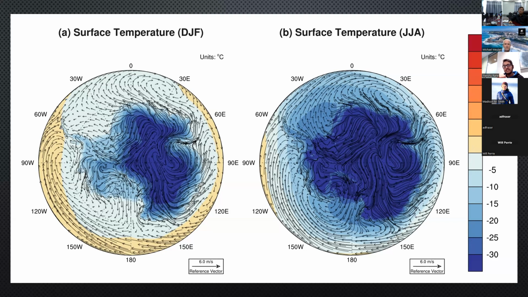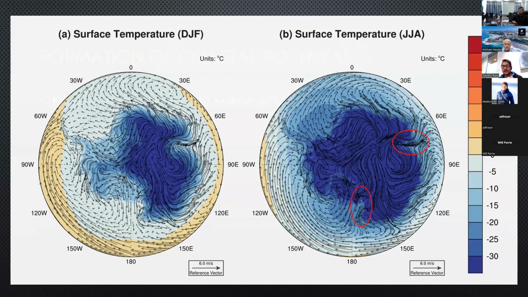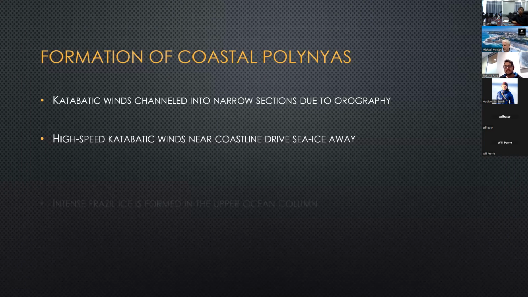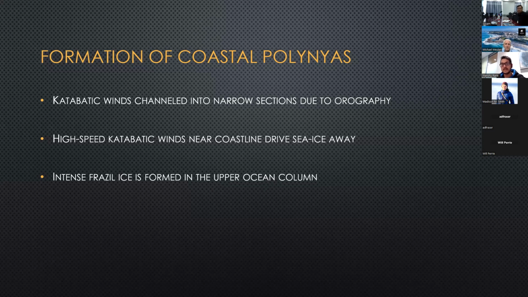These regions where the katabatic winds converge are called confluence zones, and we can see them in many coastal regions in Antarctica. For example, the Amery Ice Shelf, Ross Ice Shelf, Terra Nova Bay. These high-speed winds will drive the sea ice away, forming an opening in the ocean. At the same time, frazil ice will form in this region, and the high-speed winds will drive it away, thus sustaining that coastal polynya. So the intensity of katabatic winds will affect the polynya size.